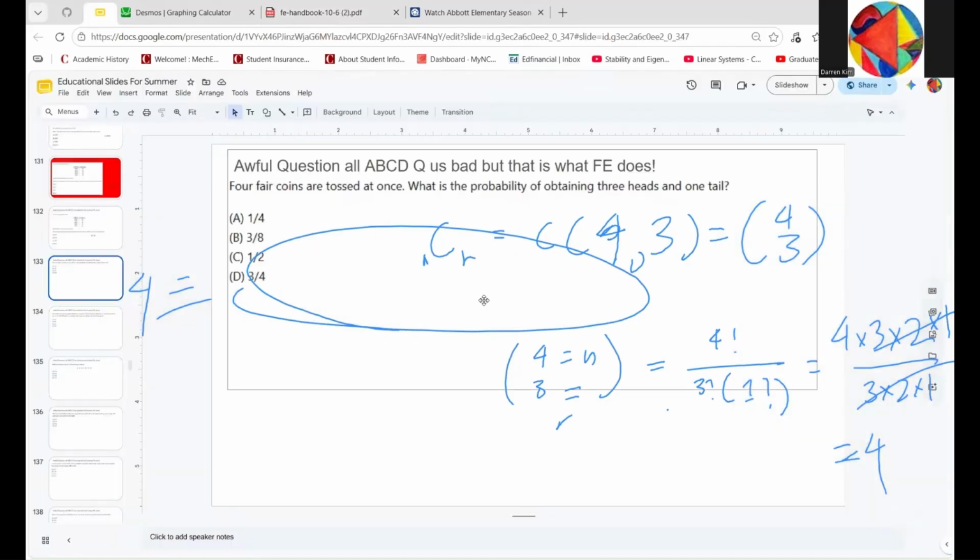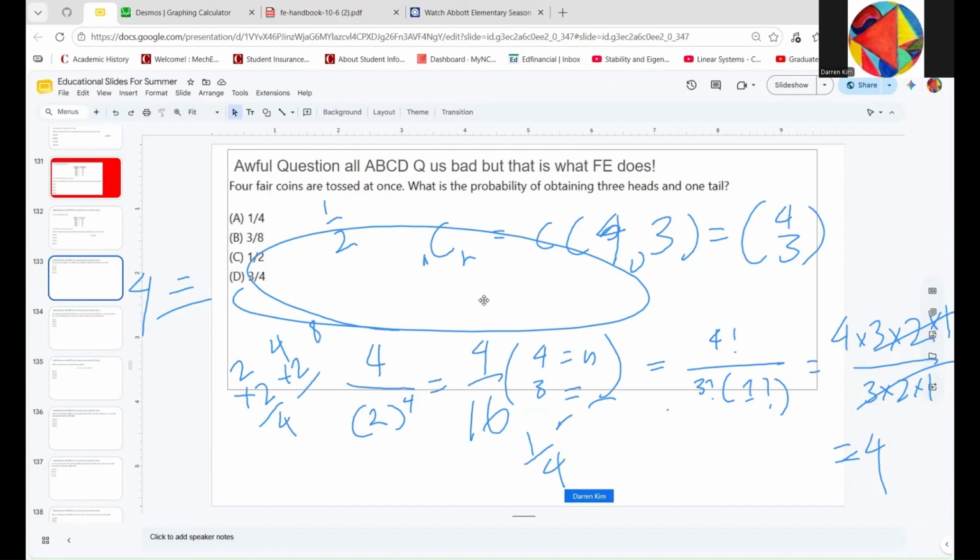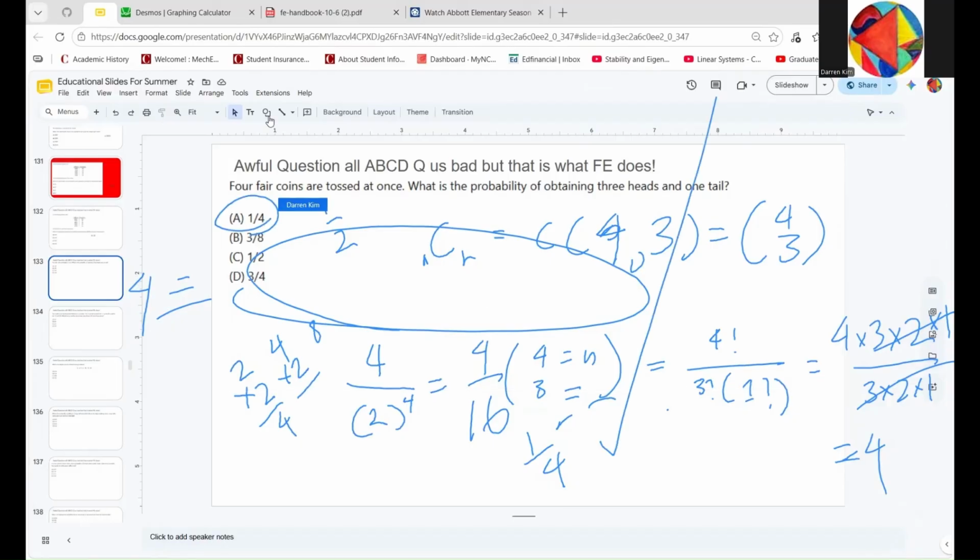Okay? So if that's 4 on the top, what's the total amount of combinations there are? Think about it. There's a half, and there's a half, and there's a half. There are 4 coins, right? So there are 4 chances for this to happen. So it's 2 to the power of how many? It is 2, 2, 2, 2. So 2 times 2 equals 4, and 4 times 2 equals 8, and 8 times 2 equals 16. So that equals 1/4. Boom. So 1/4, A. That makes sense to you all?